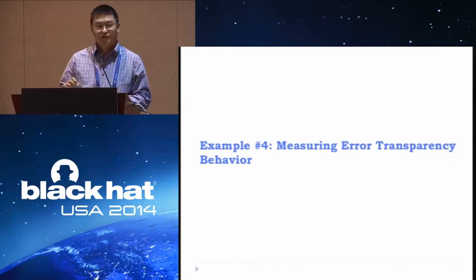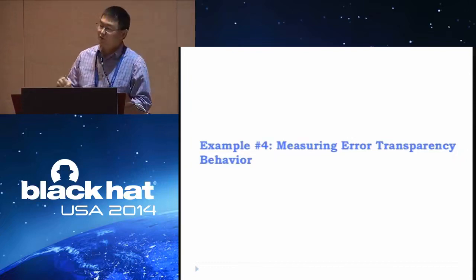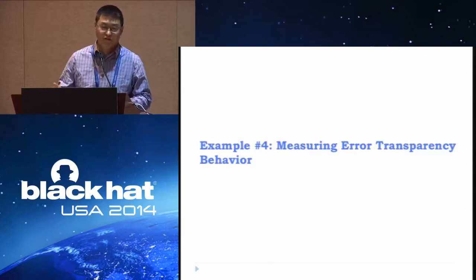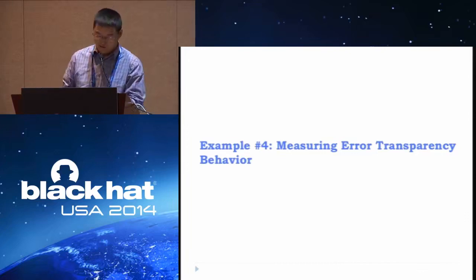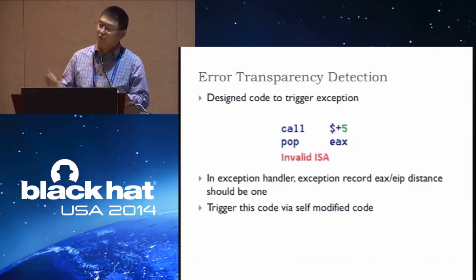So error transparency is a very important feature for binary instrumentation, because think about the target code always has different exceptions, this kind of stuff. People try to catch the exception by their code. So for a binary instrumentation platform, you have to handle this kind of case correctly to make sure the exception can be dispatched to the target code correctly. So here we put one simple example.